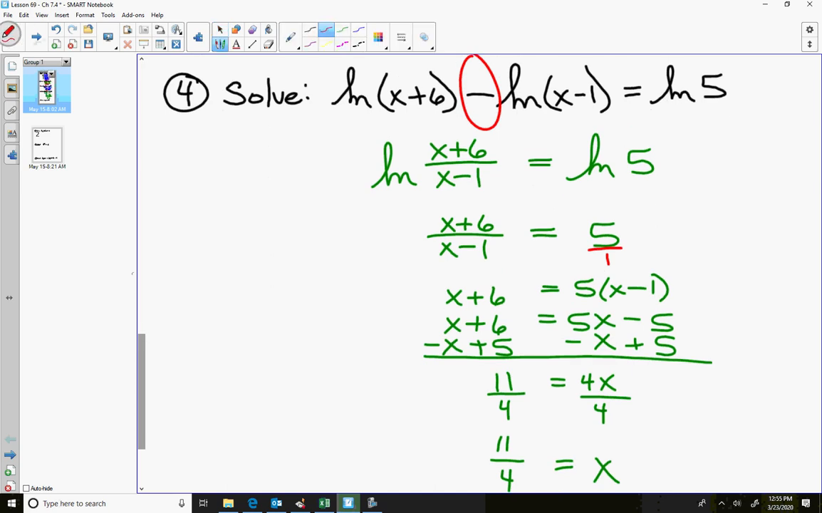Now, the question, though, is x equals 11/4. Well, 11/4 plus 6, what's a positive number plus a positive number? Definitely going to be positive. That's acceptable. What about 11/4 minus 1? 11/4 is bigger than 1, so 11/4 minus 1 will still be positive. That is acceptable. So that is our answer, assuming we did all our arithmetic correctly.